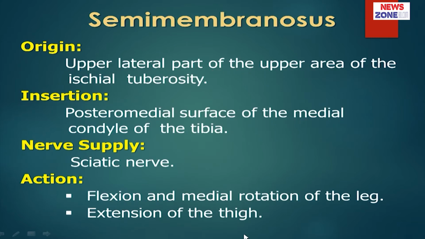Now the semimembranosus. The origin is from the upper lateral part of the upper area of the ischial tuberosity, and the insertion is at the posterior medial surface of the medial condyle of the tibia. The nerve supply is, as usual, the sciatic nerve. The action is the flexion and medial rotation of the leg and the extension of the thigh.